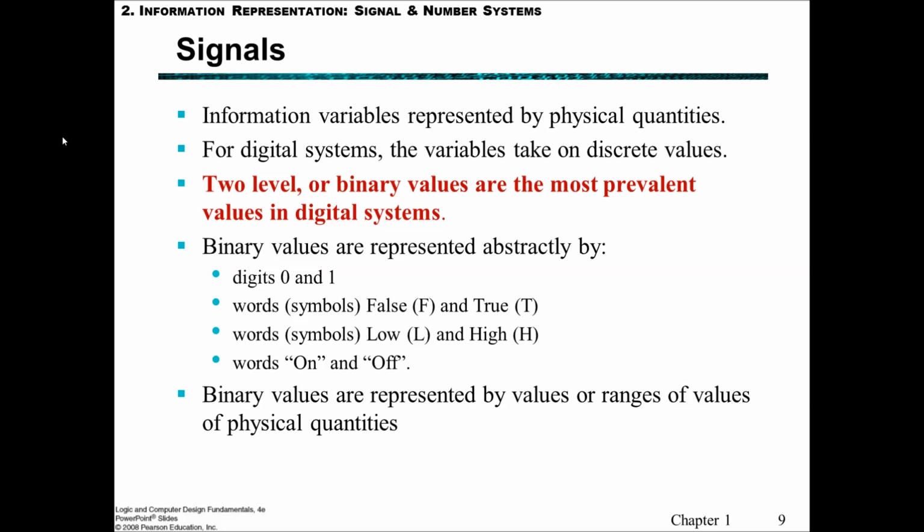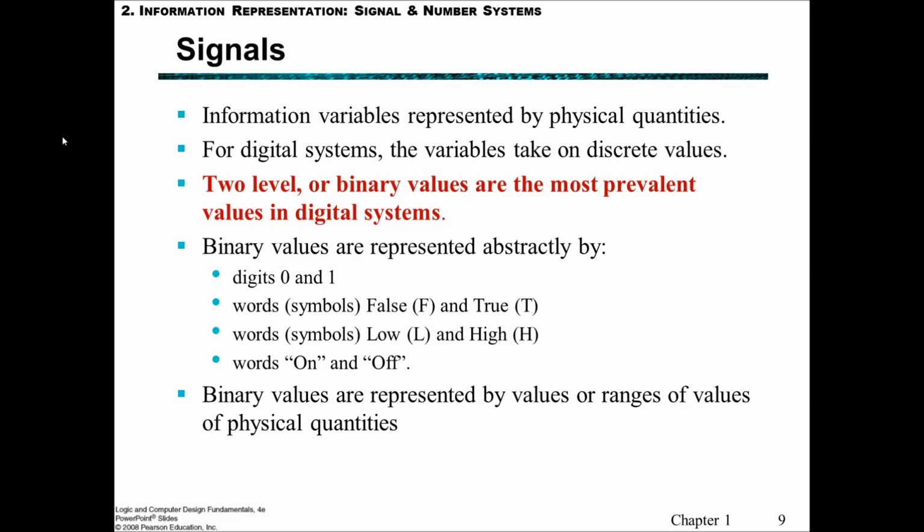And for digital systems, as opposed to analog systems, the variables take on discrete values. Whilst in the real world, everything is analog in nature, it's continuous. For digital systems, we need to discretize these analog signals into digital signals that we can use in our digital system. The most prevalent values in digital systems are two-level binary values.